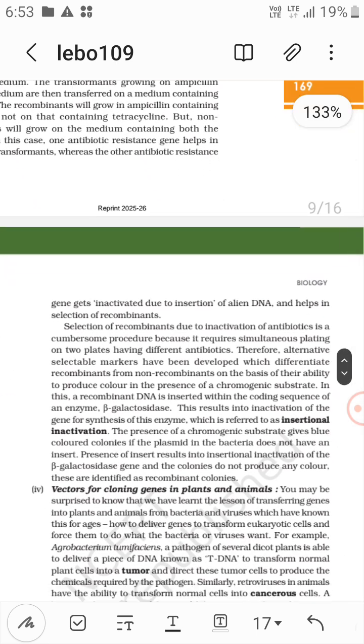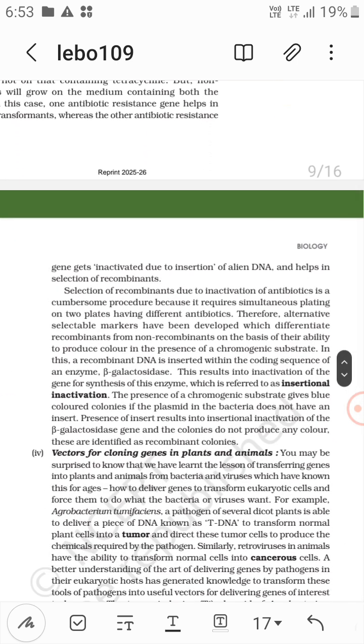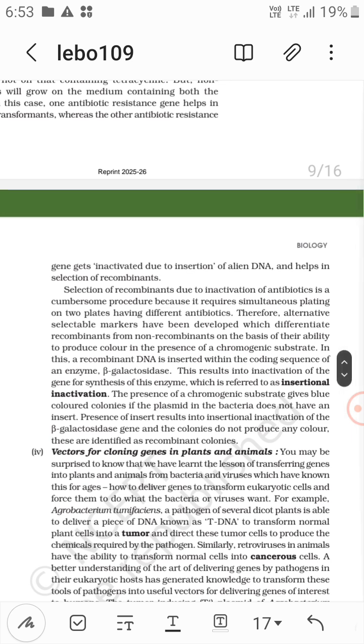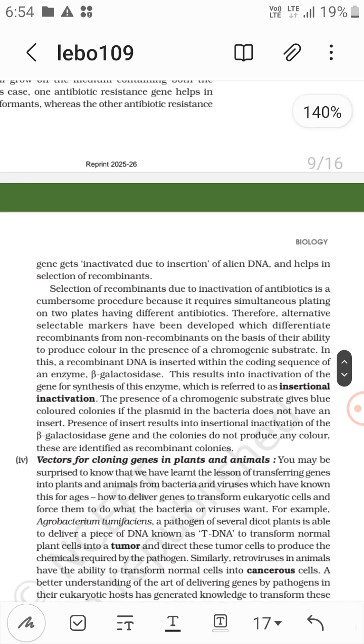Selection of recombinants due to inactivation of antibiotics is a cumbersome procedure because it requires simultaneous plating on two plates having different antibiotics. Therefore, alternative selectable markers have been developed which differentiate recombinants from non-recombinants on the basis of their ability to produce color in the presence of a chromogenic substrate.